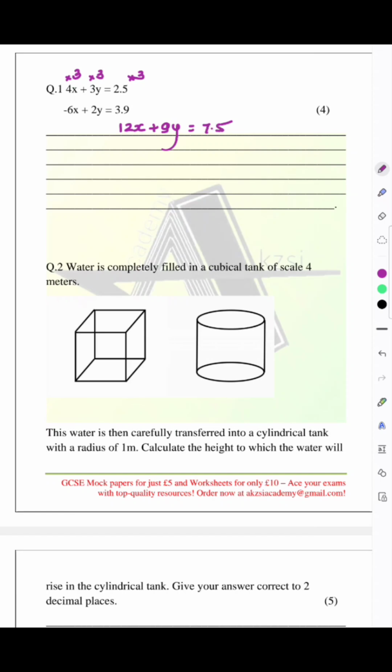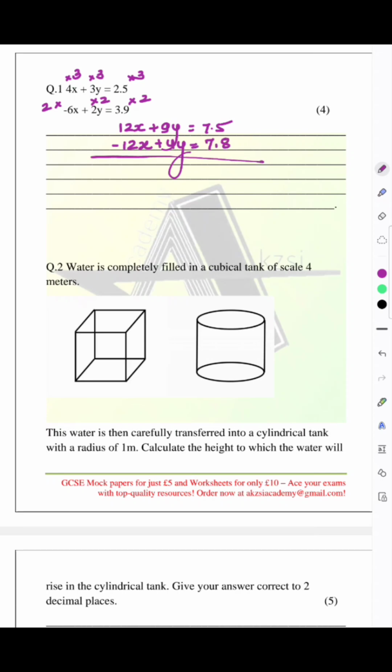And down the below equation, if I want to make 6x 12, I need to multiply it with 2. So this will be multiply with 2, same, multiply with 2 and multiply with 2. It will give me minus 12x. Because negative is already there, so on multiplying it with 2, I got minus 12x. Then this will be plus 4y, and this will be 7.8.